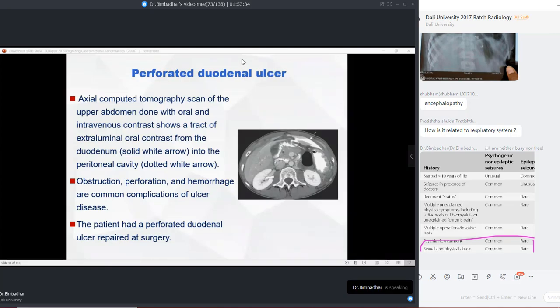Right? See, seizures in the presence of doctors. Yes, she has a seizure that is present inside the hospital. Recurrent status? Yes, recently she had 3 episodes. Multiple unexplained physical symptoms, including the diagnosis of fibromyalgia, chronic pain. That is there, right? And multiple operations or invasive tests. Yes, she has had an encephalogram, MRI, CT, blood tests, everything. Yes, that is there. Psychiatric treatment? No, she has not gone to psychiatry till now. But yes, she has been having depressive episodes recently. And yes, she has a particular history of sexual and physical abuse, which was revealed by the inflammatory changes along the lateral end of the clavicle, right?